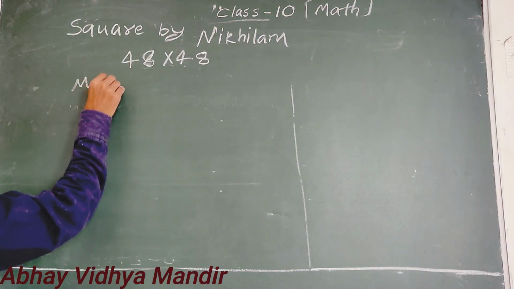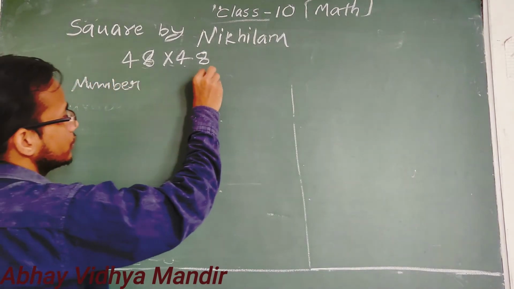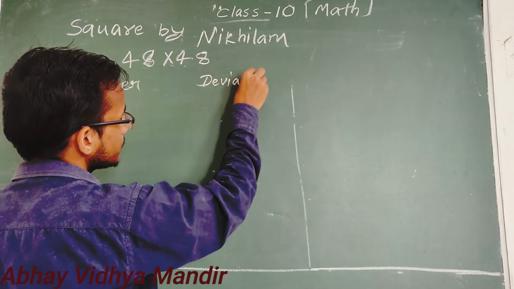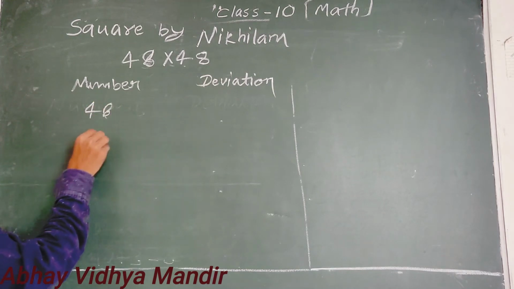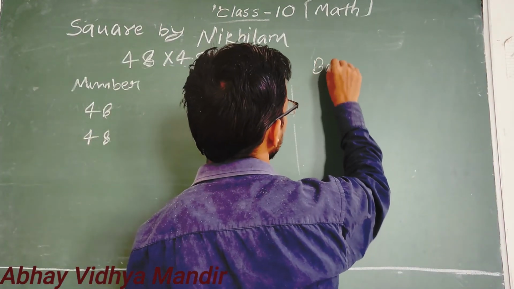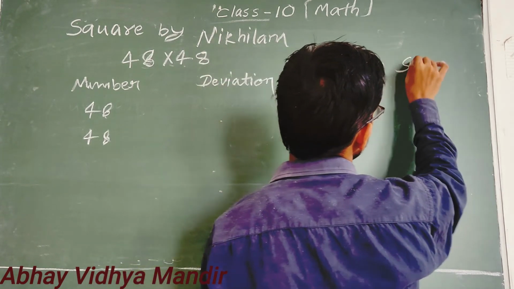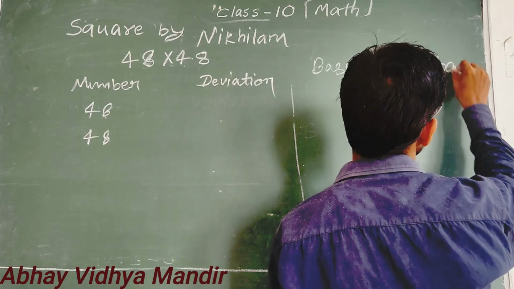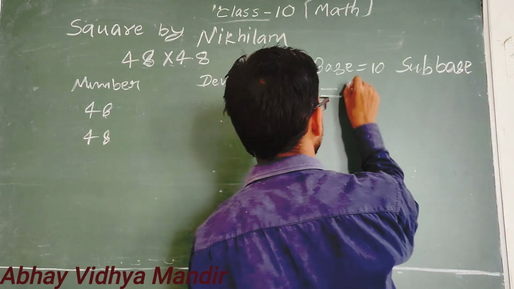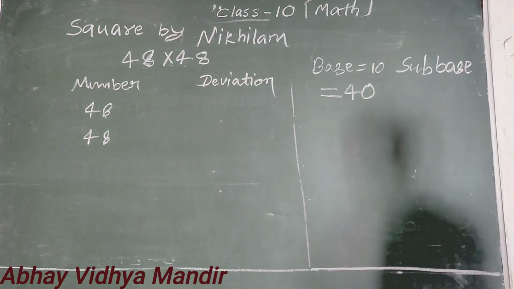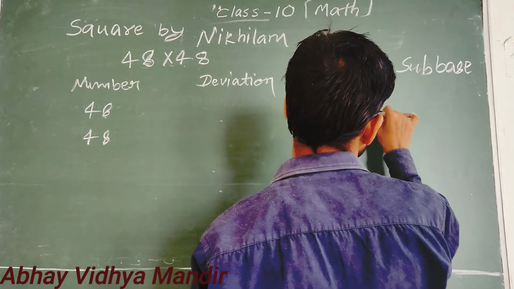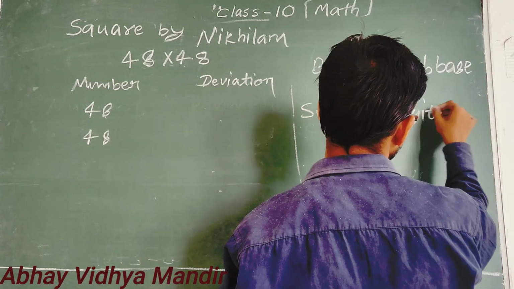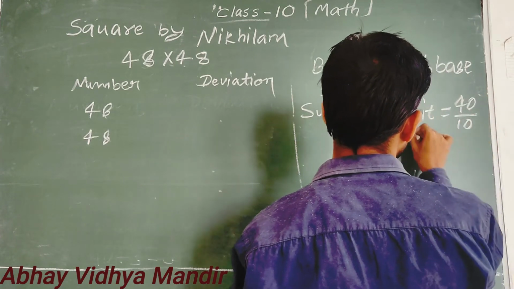First, number and deviation. Okay, so the number is 48 and 48. So what will the base be here? Base will be 10 and sub-base will be 40. Okay, now base is 10 and sub-base is 40, then sub-base digit is 40 upon 10 equals 4.